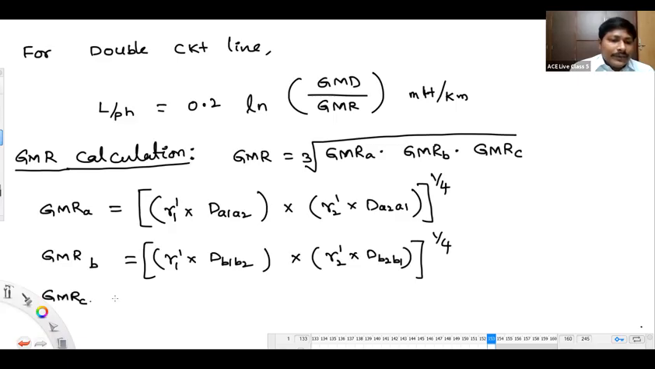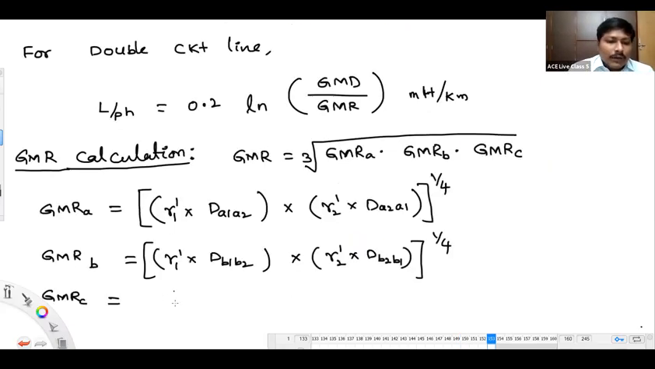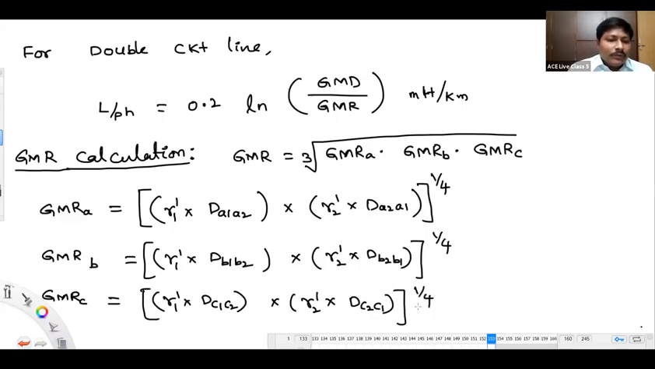Next, the GMR of phase C. Check here, phase C: R1 dash, D C1 C2. Next for C2: R2 dash, D C2 C1. So R1 dash, D C1 C2, R2 dash, D C2 C1, this whole to the power 1 by 4.